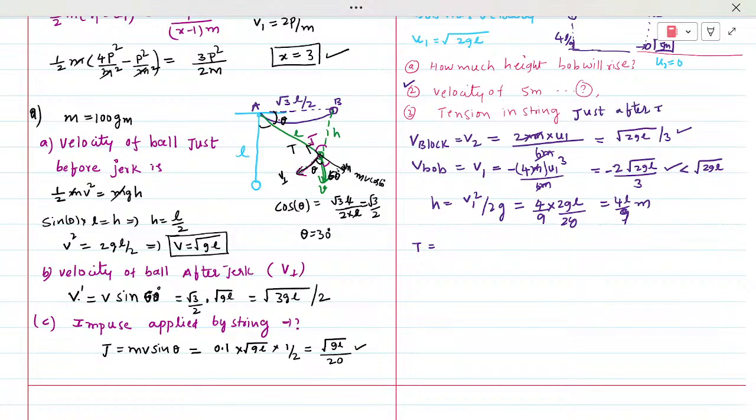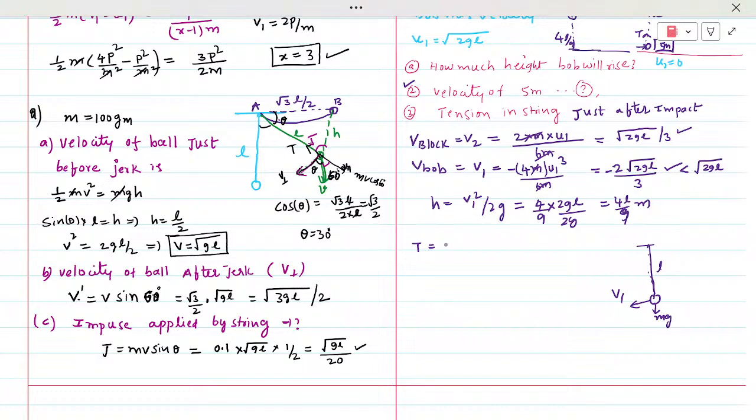Just after impact, that means here, there is tension. When it is here, tension is obvious. So now this is the length L string. Here the bob is there. It has velocity V1 and weight mg.